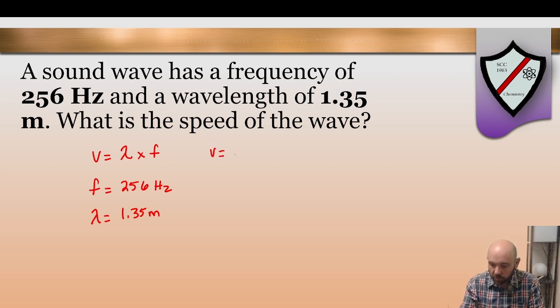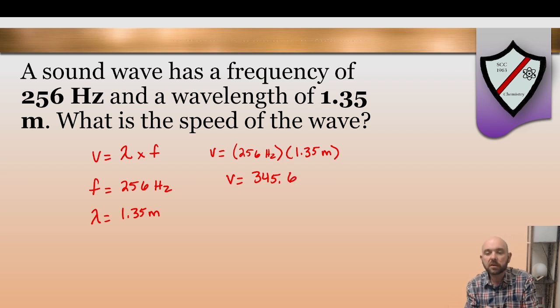Wave speed equals frequency times wavelength, equals 256 hertz times 1.35 meters. And now we simply have to punch that in our calculators. And if we do, we arrive at a number, 345.6. And we also learned that the velocity of the wave is measured in meters per second. Since hertz is per second, multiplying meters by the hertz gives us the units meters per second.